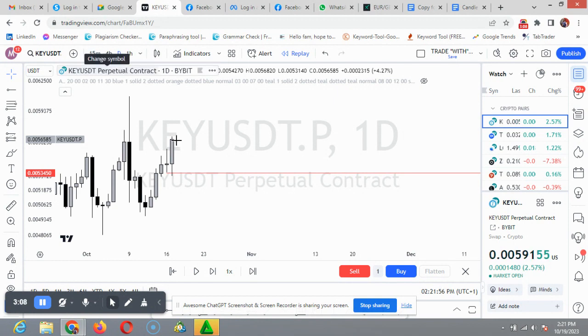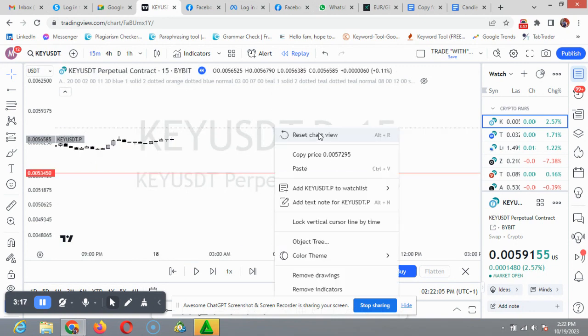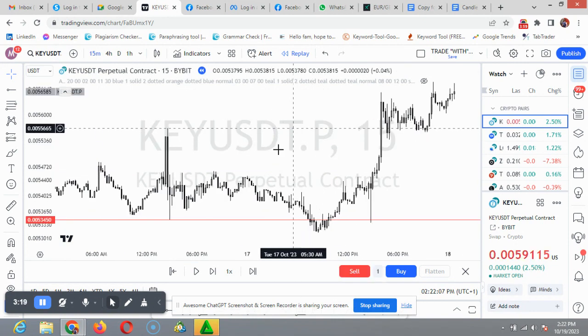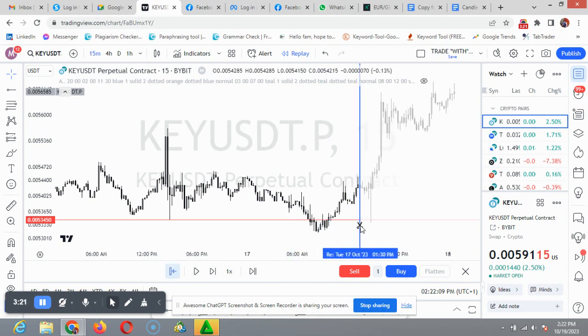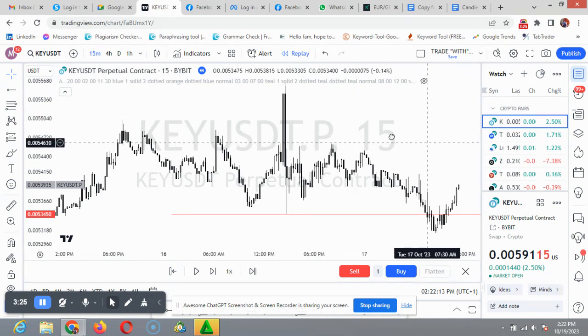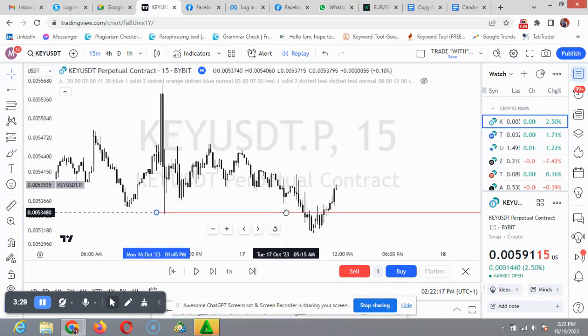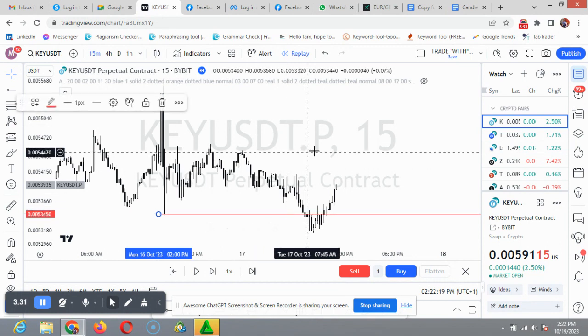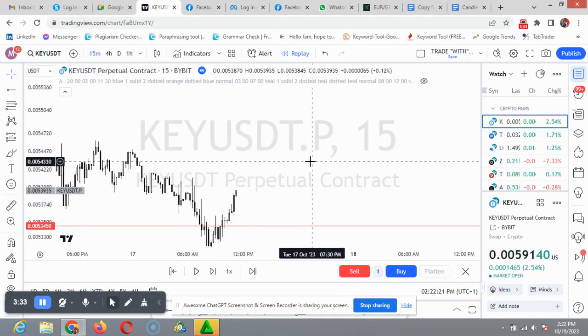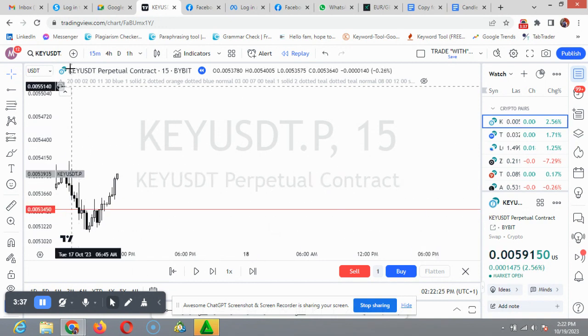Once you have found your sweep on the daily time frame, the next place you're going to is the 15 minutes time frame. In the 15 minutes time frame, all you're looking for is the change of character. In our previous live session, I gave you guys a pattern. This is what the pattern looks like.